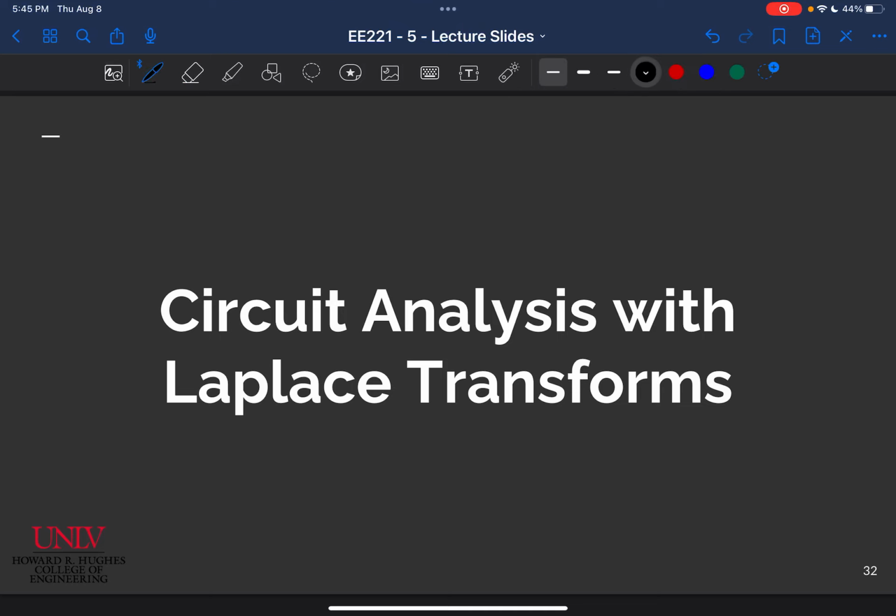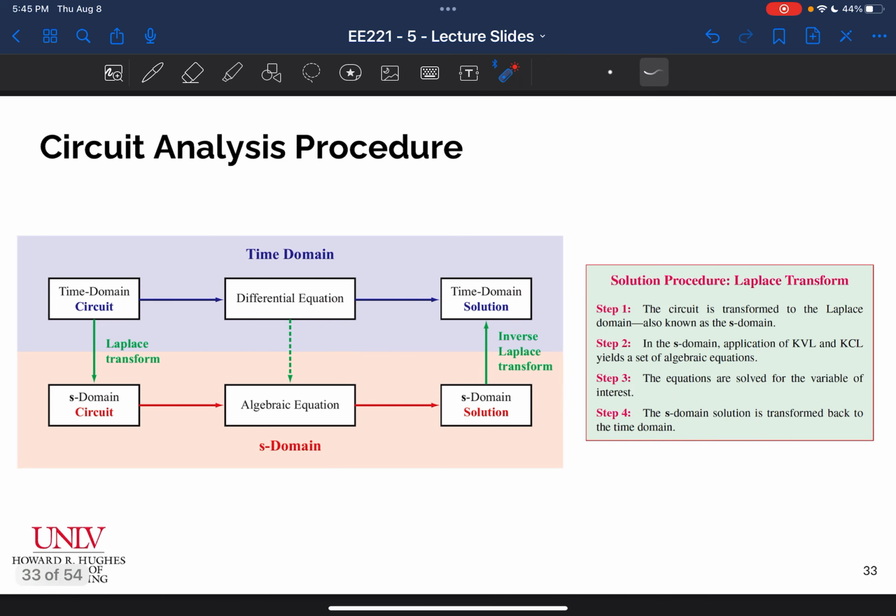All right, so let's get into the circuit analysis procedure here using Laplace transforms. Of course, we already talked about this, but the procedure is we take a time domain circuit, we take the Laplace transform of the circuit or of its equations, and that converts the circuit into the S domain. We solve the circuit in the S domain, and then once we get the S domain solution, we convert that solution back to the time domain using the inverse Laplace transform. And that procedure is outlined here.